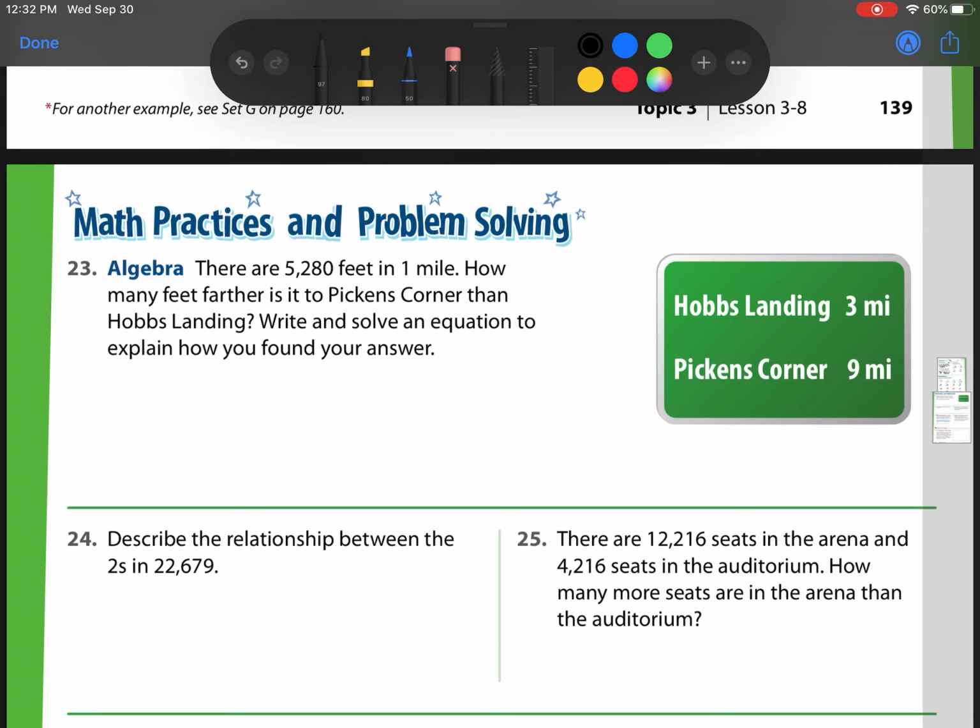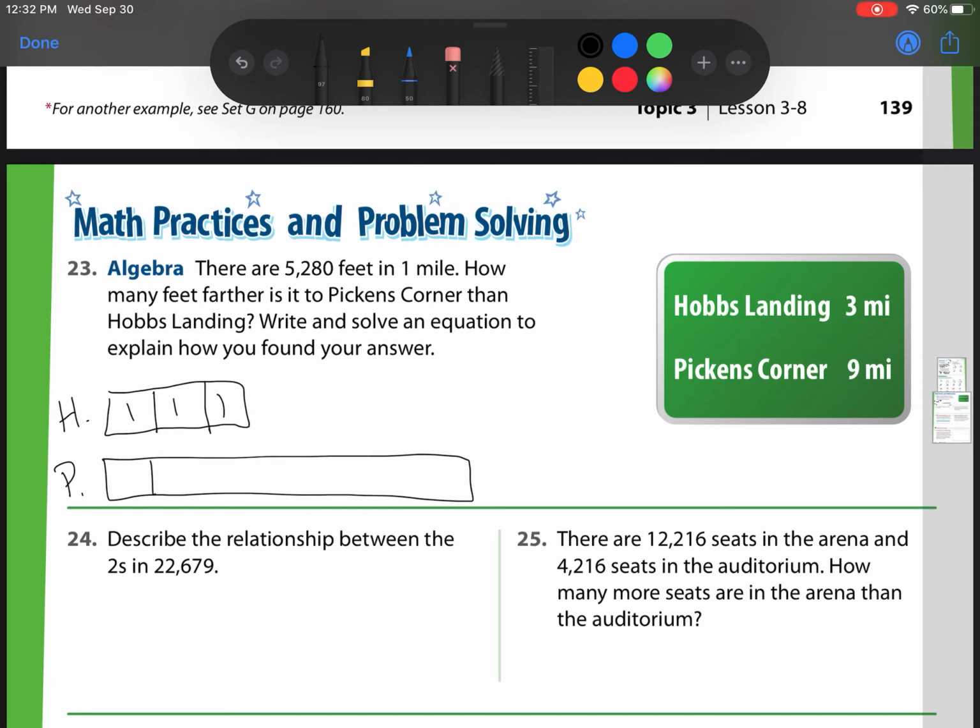Well, first what I'm going to do is I'm going to draw a model. It doesn't say for me to, but it's going to help me. So this is going to be my Hobbs Landing. And notice how it says it's 3 miles. So I'm going to break it up into 3 boxes. This is 1 mile, 2 miles, 3 miles. Pickens Corner is how many? Well, it's 9. So that's going to be 1, 2, 3, 4, 5, 6, 7, 8, and 9 miles.